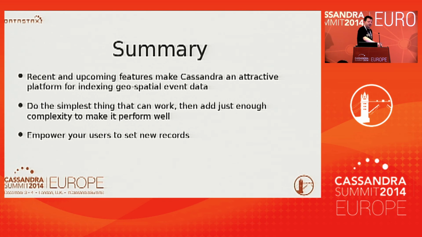In my view, the features we have now, CQL, and the forthcoming features, particularly in terms of distributed indexes and global indexes, can make Cassandra a very good platform for geospatial indexing. Getting the performance does still take a little bit of work. You might be lucky, you might not need it. Do the simplest thing that you think will work and then start adding the complexity a piece at a time until you get it to perform well.